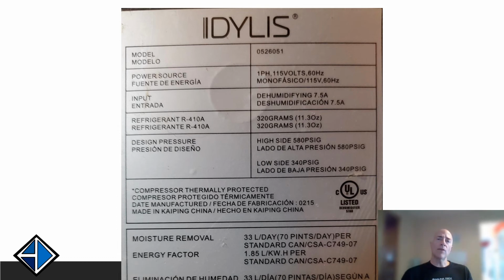This is a nameplate from a portable dehumidifier. It takes half of a single phase, 115 volts. It uses 7.5 amps. It would just barely fit on a 15 amp general purpose branch circuit. So no dedicated circuit is needed for this dehumidifier.